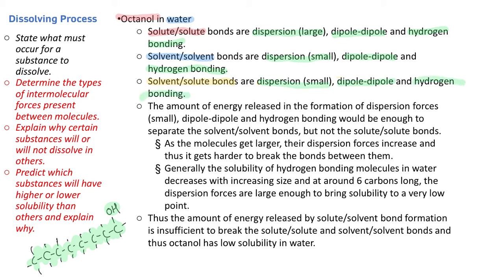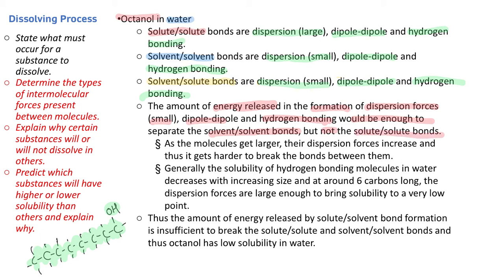However, there is one difference. This one here has large dispersion forces, which are generally quite strong. And remember that dispersion forces can be larger than hydrogen bonding if your dispersion forces are large enough. And when they're 6 carbons and above, it's generally large enough to be stronger than hydrogen bonding. So this dispersion force is large then. So now let's have a look at what happens then. The amount of energy released in the formation of these dispersion forces, small, dipole, and hydrogen bondings, would be enough to separate solvent-solvent bonds, that's the bonds between water, but not the solute-solute bonds.